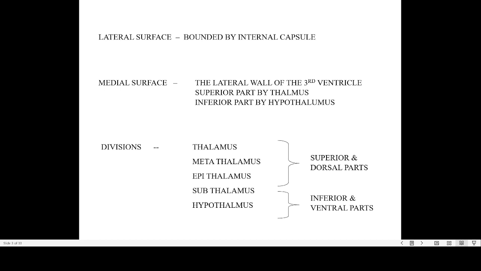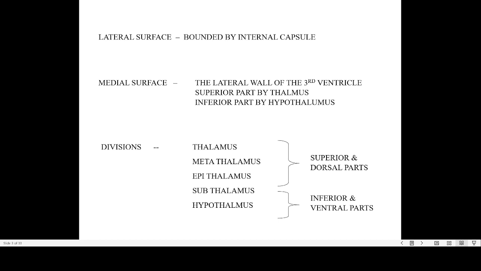The medial surface is the lateral wall of the third ventricle, with the superior part formed by the thalamus and the inferior part by the hypothalamus. So the medial surface is usually related to the lateral wall of the third ventricle. Here the superior part is the thalamus portion, the inferior part is the hypothalamus.